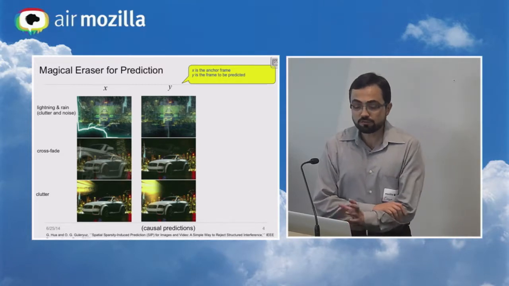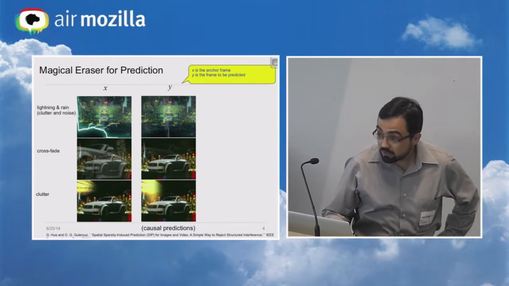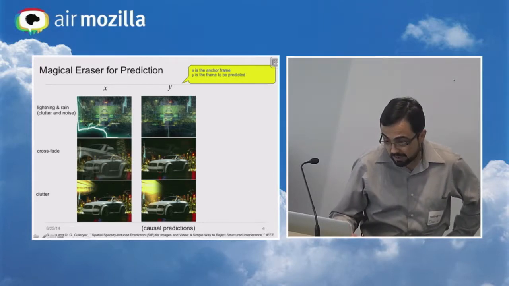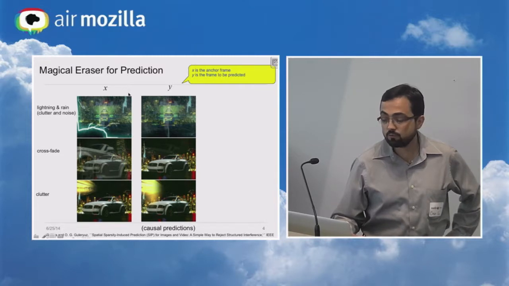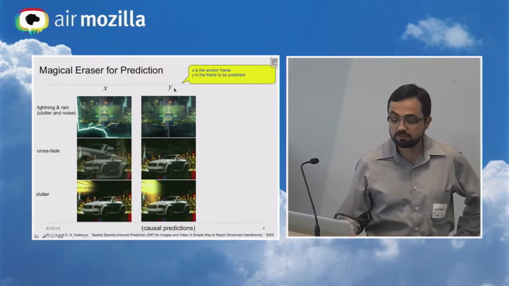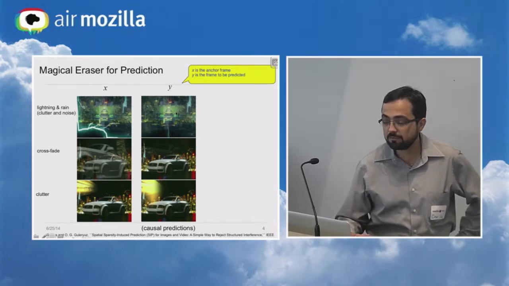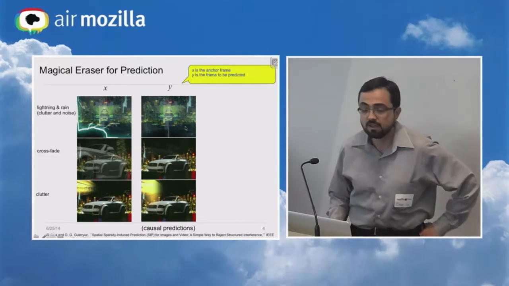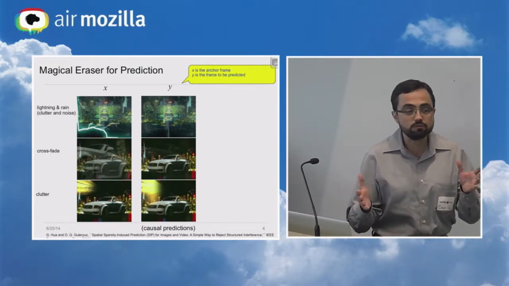So let me just set the problem up in terms of what we want to do. Imagine, for example, on the left column I have X. X is what I call my anchor frame, and Y is the frame to be predicted. So this column is my anchor frame, and the corresponding pictures in the right column are the frames to be predicted. The technique can be straightforwardly extended to more than 2 frames.